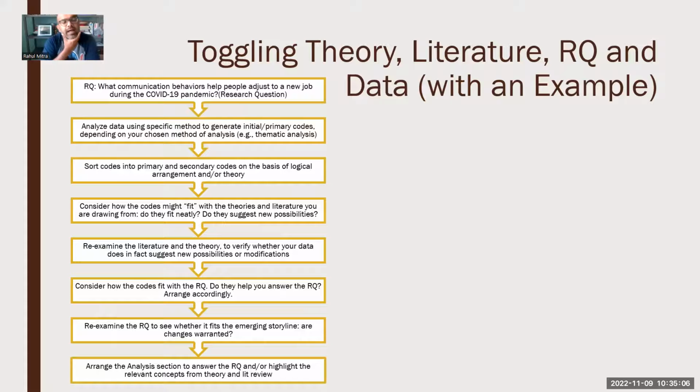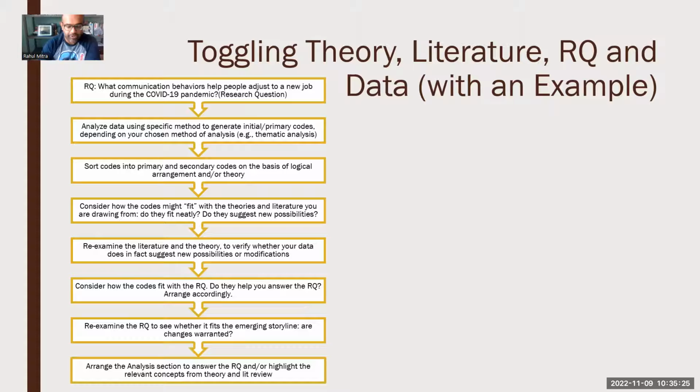You would consider, for example, how the codes might fit with the theories and the literature that you're drawing from. Do they fit really neatly into the categories that your theory suggests? Or do they suggest new possibilities? Or do they entirely challenge those theories that you had before?